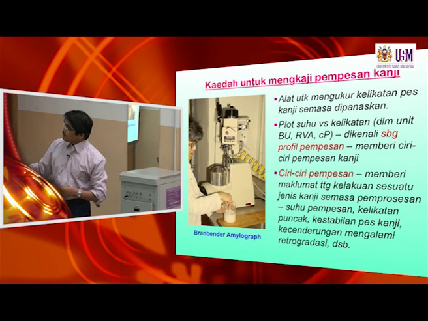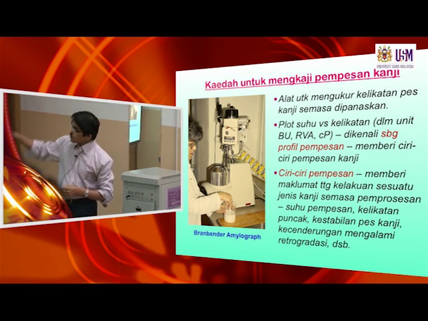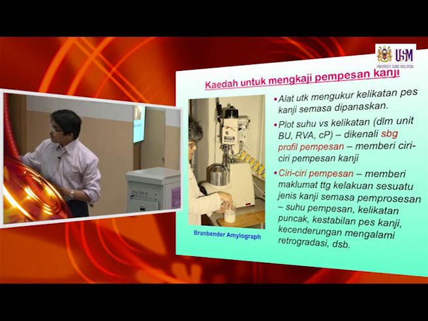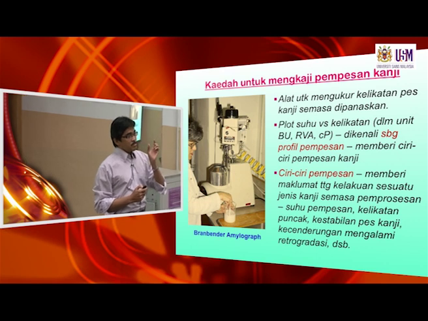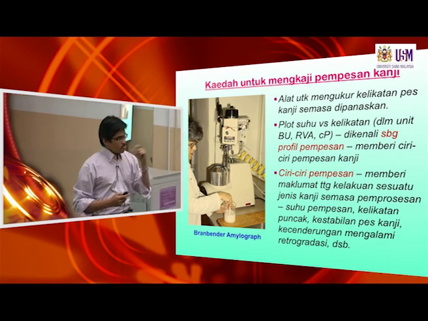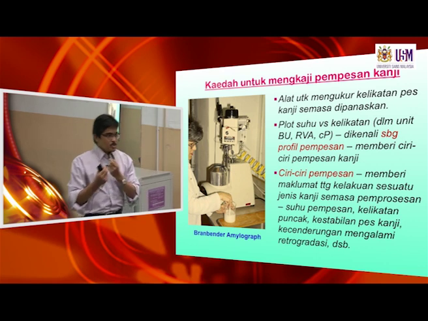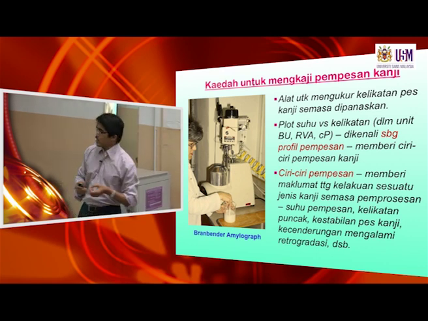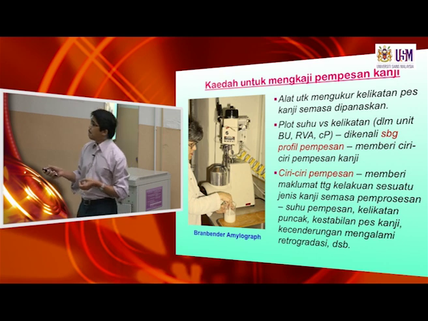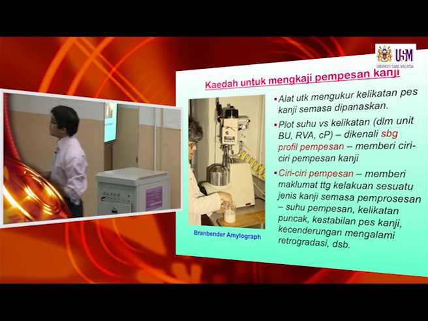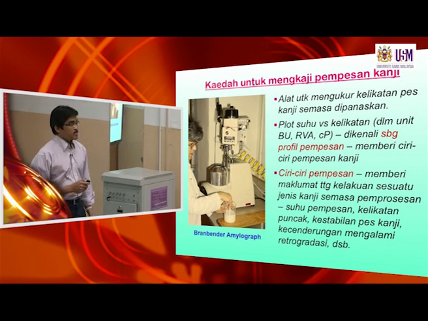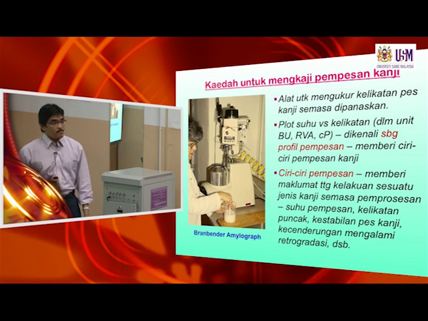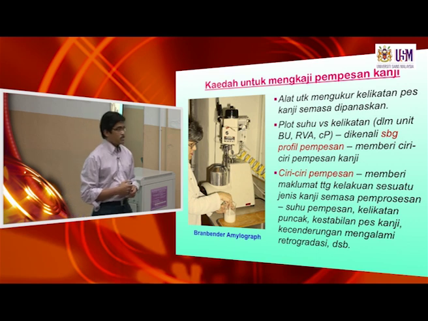So this is to rotate the paddle. Then you can measure the torque. Then from the torque, you translate that into the shear stress, shear rate, then you can calculate the viscosity. But when we use this instrument, the viscosity is expressed in this unit, BU, Brabender unit, or RVA unit. Or we can also change to a proper SI unit, centipoise.